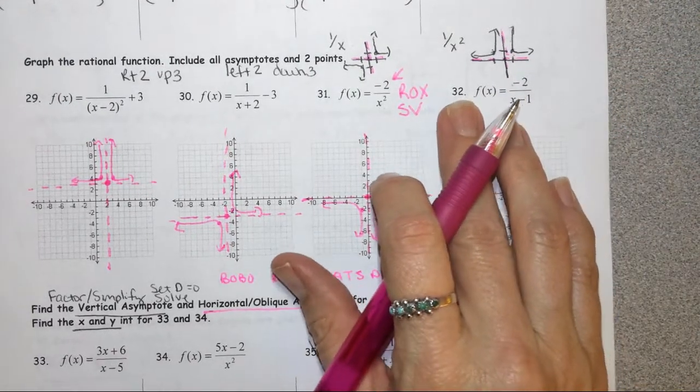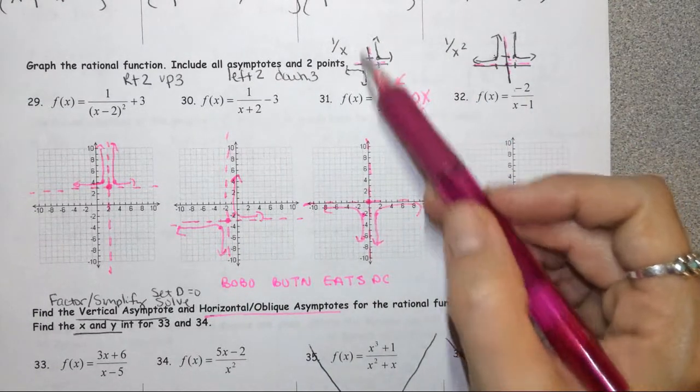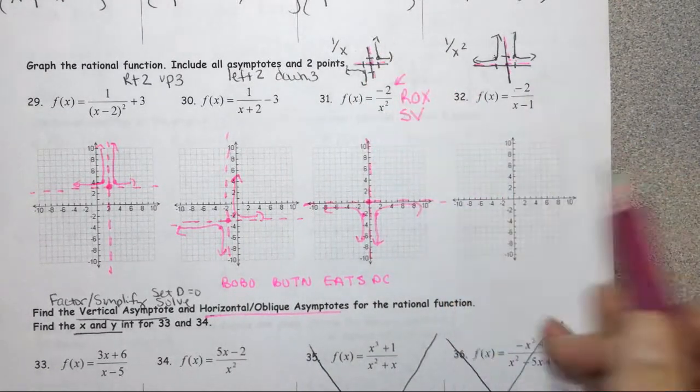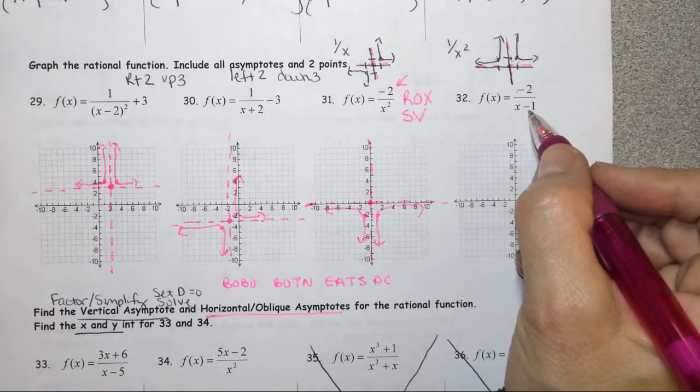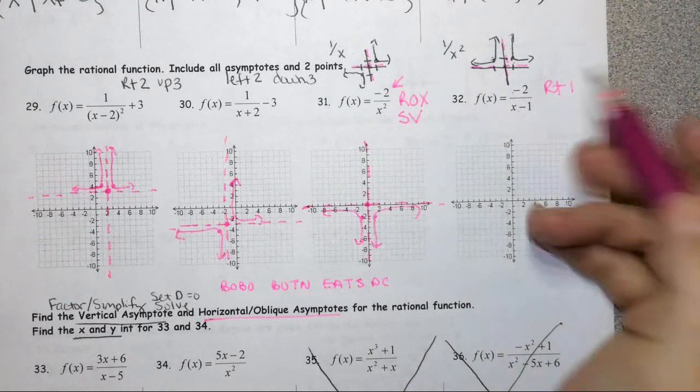All right, last one of these, 32. If you look at this, there's not an x squared. That means it's a 1 over x, so it's going to look something like this. There is a number in the denominator. It says -1, so I do the opposite. So I'm going to go right 1.